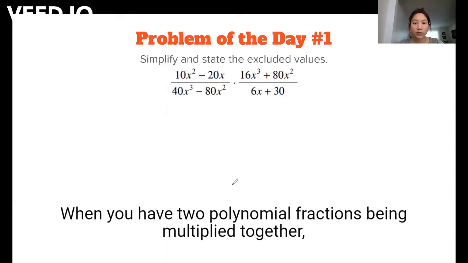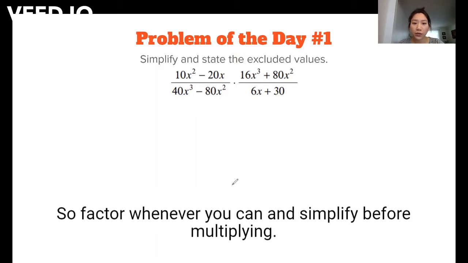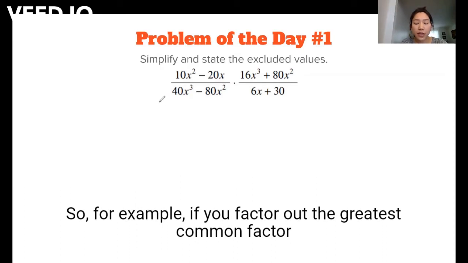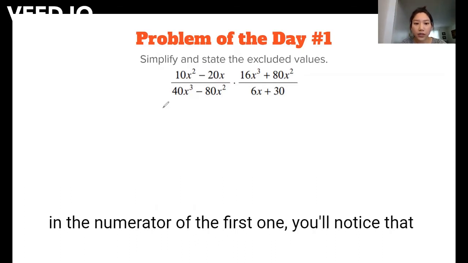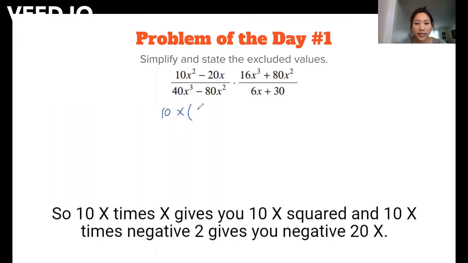When you have two polynomial fractions being multiplied together, everything you know about polynomials and fractions still applies. So factor whenever you can and simplify before multiplying. For example, if you factor out the greatest common factor in the numerator of the first one, you'll notice that a 10 and an x both factor out. So 10x times x gives you 10x squared, and 10x times negative 2 gives you a negative 20x.